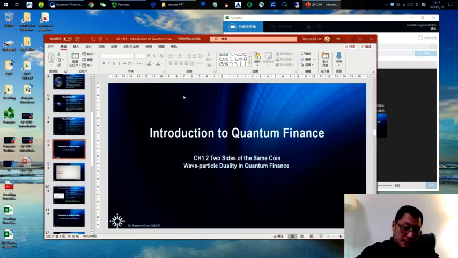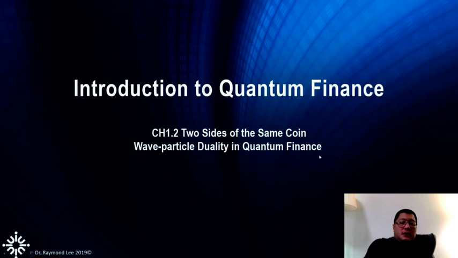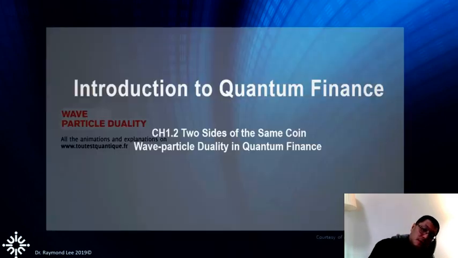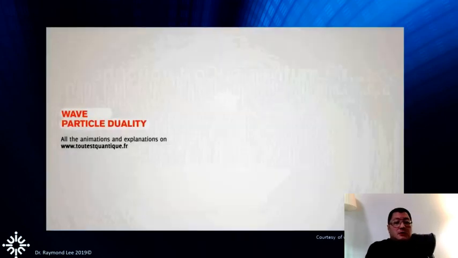Okay, let's move on. Next, we talk about something very interesting. The two sides of the same coin, chapter 1.2. From this, let me show you a very funny and important quantum mechanics experiment. What we call the wave-particle duality, double-slit experiment. In fact, this experiment tells us a very funny thing.